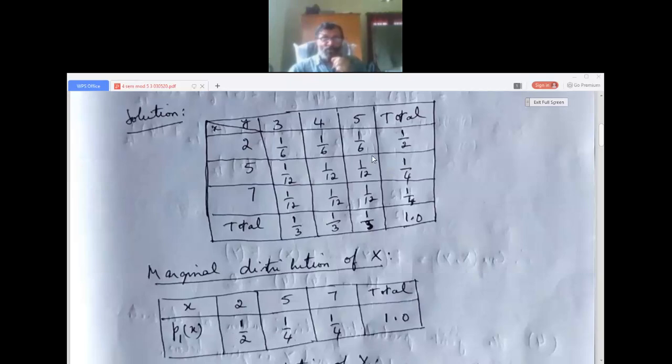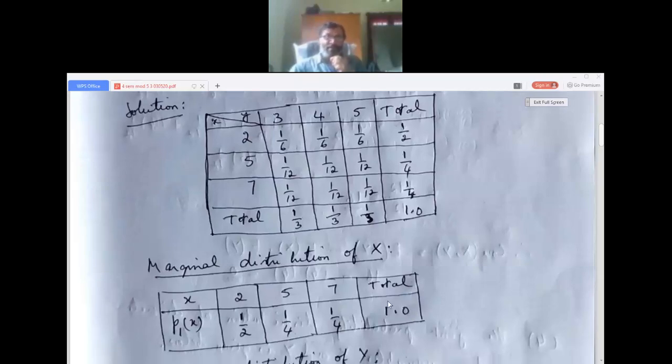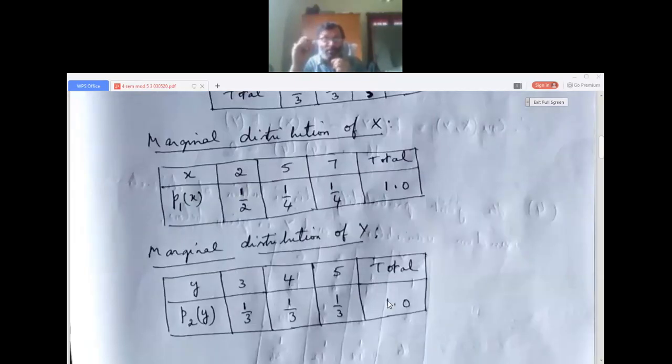You can find it here also, but here it is there. Say again, 2 by 4, very simple. 2 plus 1, 3, 3 plus 1, 4, 4 by 4 is 1, total 1. This is the marginal distribution of x. There are marks for this. Then marginal, total, it is a 7-mark question.